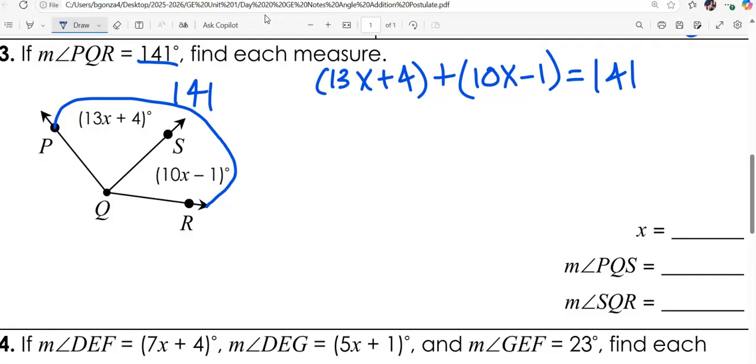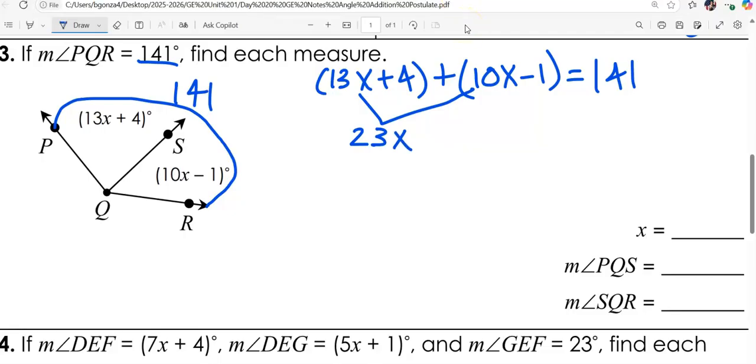Now, do y'all remember how we did it back in the day? If not, listen, I'll tell you. On the left side of this equal sign, I see two x's. When you've got x's on the same side, you can combine like terms. What's 13x plus 10x? 23x.